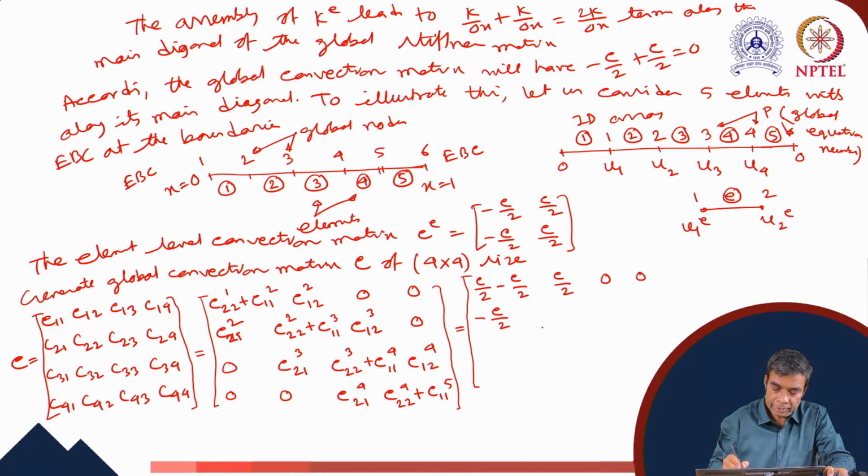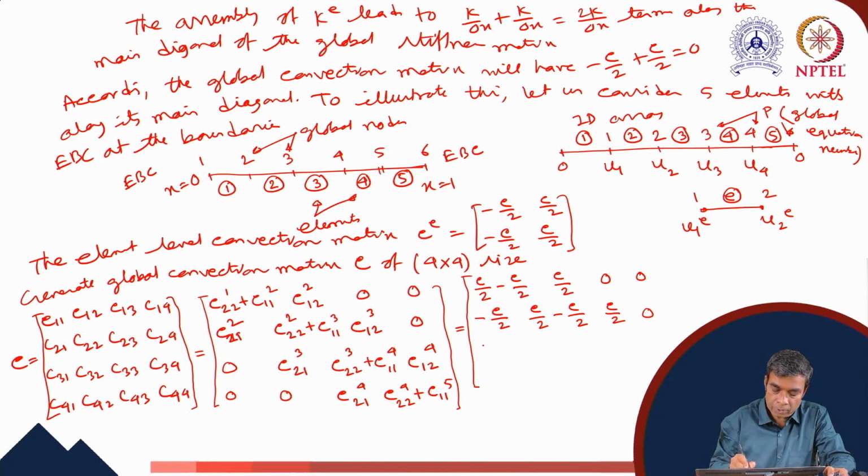The diagonal term is C222. C222 is C by 2 plus C113. C113 is minus C by 2. Next is C123. C123 is C by 2. The last term is 0 in the second row.